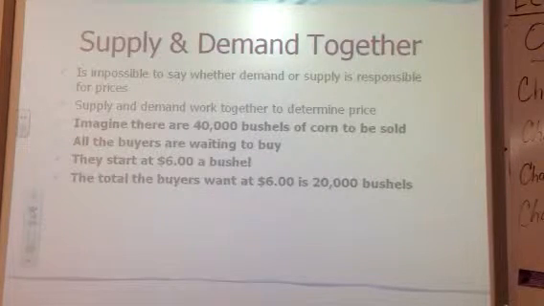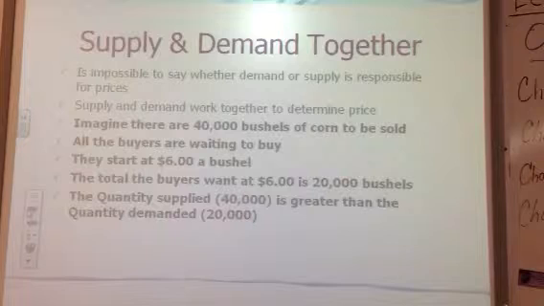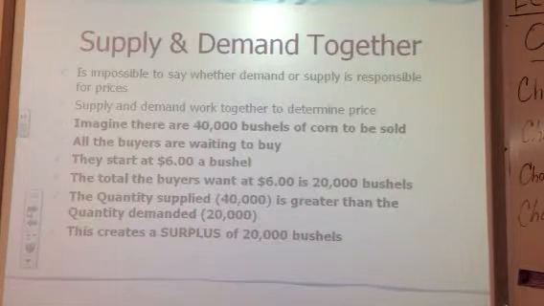So obviously $6 is not the right price for the corn. What you have here is the quantity supplied, which is 40,000, is greater than the quantity demanded, that's only 20,000. At $6, they only want 20,000 of your 40,000 bushels. So you have a surplus. A surplus is when you have more supply than people are demanding. So you have a surplus of 20,000 bushels.